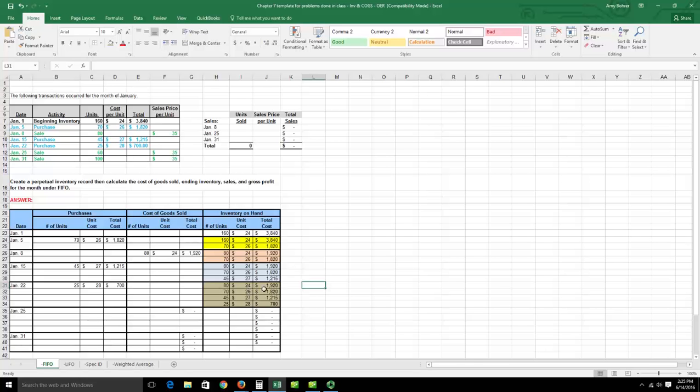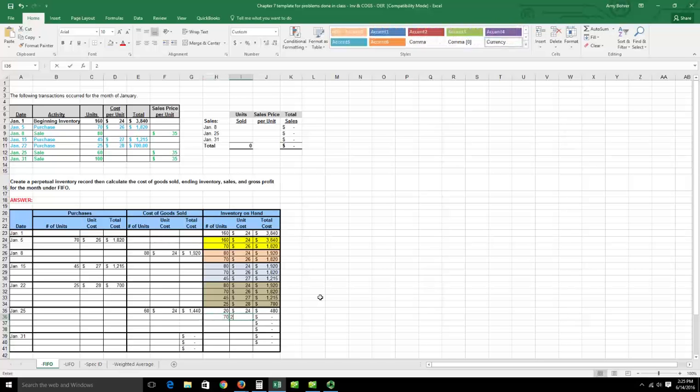I still have some of that beginning inventory left, these 80 units at $24. So I can take all 60 of the ones that I just sold from there because I have 80 of them. I can take 60 of those and I still have 20 left. And then you just have to figure out what you've got on hand after that sale. I sold 60 units at $24, so I still have 20 of those left because I had 80 and I sold 60. So I've got 20 at 24 left.